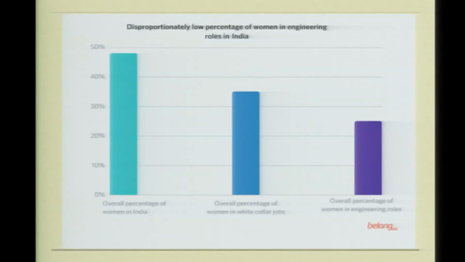As you can see, the overall percentage of women in India is about 49%. And the overall percentage of women in white-collar jobs, which refers to women or anyone who has to attend office, is lower. And the overall percentage of women in engineering roles is even lesser than that. So this is the first and foremost reason why women should start coming into technology and programming.